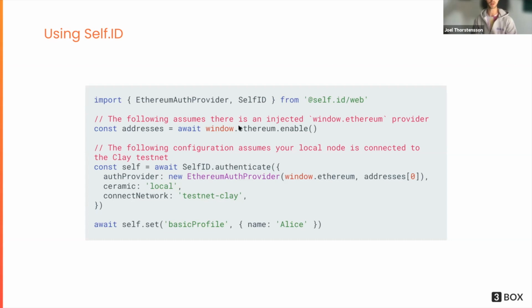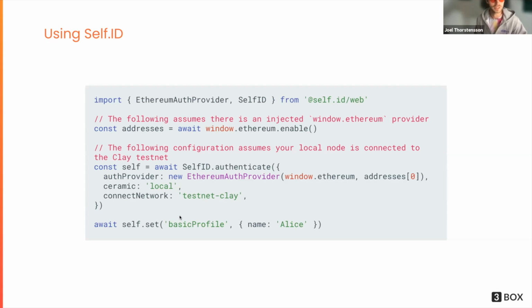back from this call. And here in this example, we connect to a Ceramic node that runs locally on this computer. And we use the Clay test network. And now once we have this self object, we can just do self.set and basic profile. And here we set this name to Alice. And now this self object can of course be used to read data as well from Alice's ID or also from anyone else's if you have their address or ID.